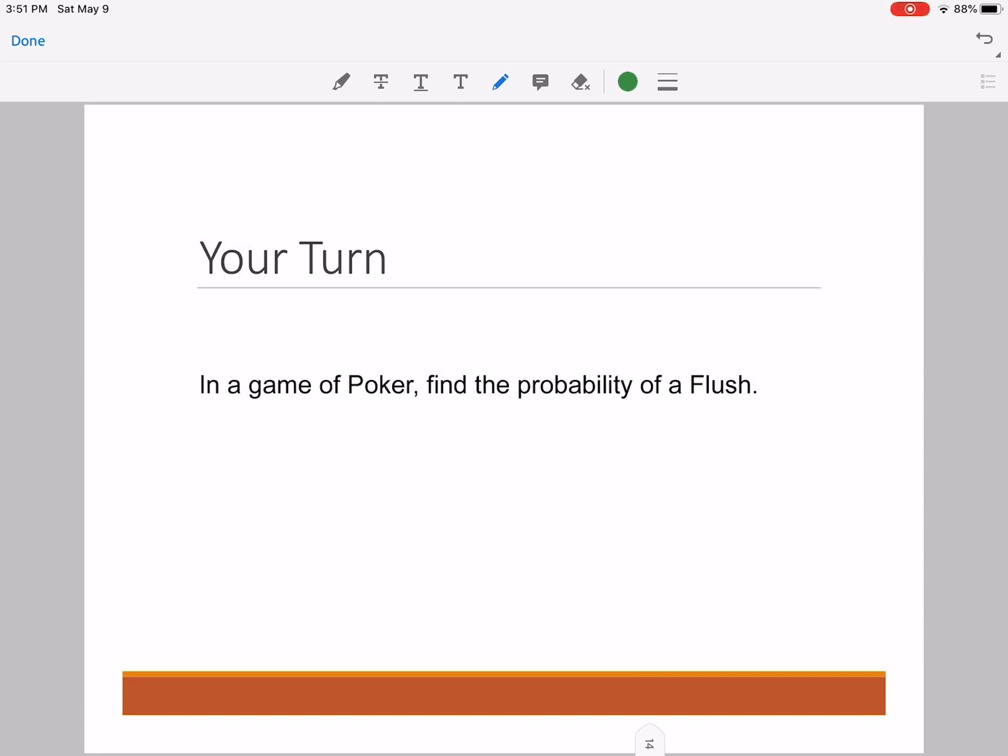For your in-class participation problem on Thursday, you need to solve this problem right here. In a game of poker, find the probability of a flush. Please Google search what a flush looks like in the game of poker and find the probability of getting a flush. Again, for this problem, the size of the sample space will be 52 choose 5, because in poker we deal out 5 cards and there are 52 choose 5 ways in which you can deal out 5 cards.